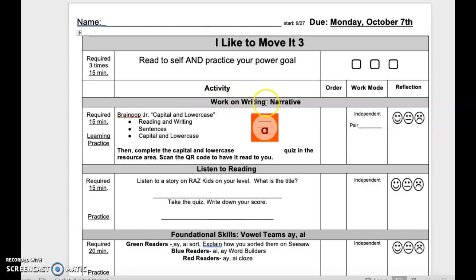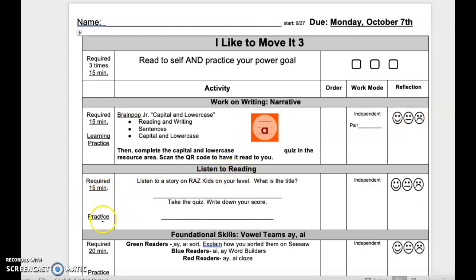Working on writing. Narrative. Required 15-minute learning practice. Go to BrainPop Junior and watch the capital and lowercase video. Click on Reading and Writing, Sentences, then capital and lowercase. Then complete the capital and lowercase quiz in the resource area. Scan the QR code to have it read to you. This is independent or pair. Reflect when done.